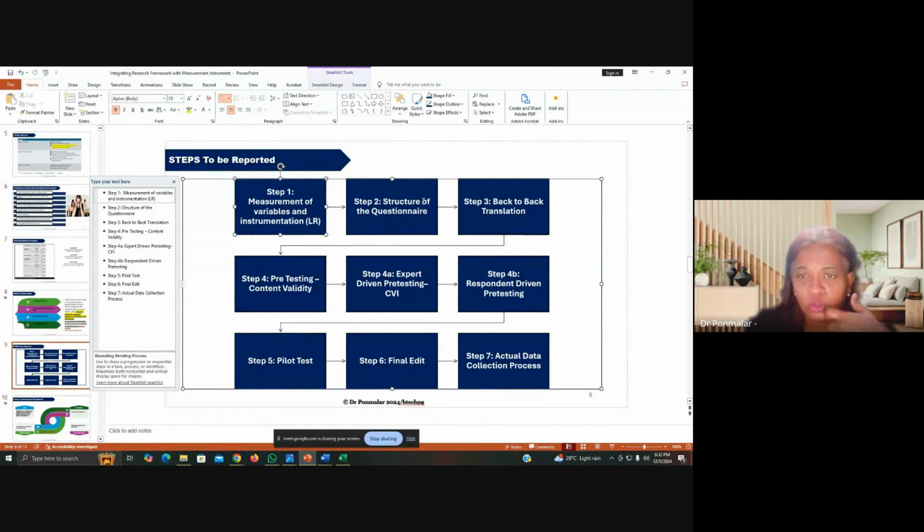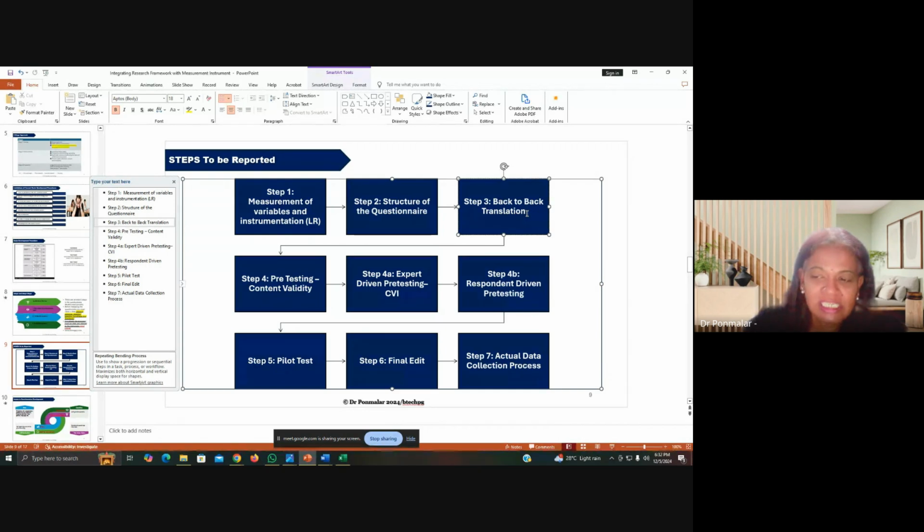Second is step 2. You'll come out with the structure of your questionnaire. That means in your questionnaire, how many parts, like part A, part B, part C, part D, how many sections, whatever. So, structure. After that, we need to do your back-to-back translation. Is back-to-back translation compulsory?